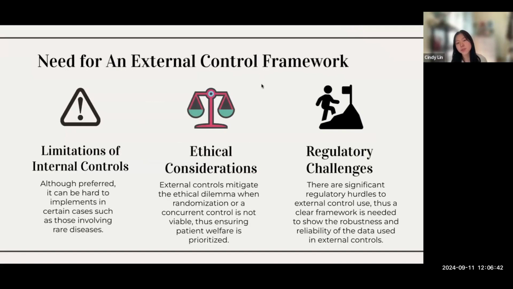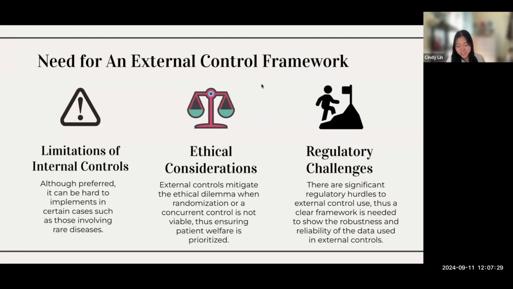So the necessity for external controls is underscored by the limitations imposed by internal controls, particularly in clinical trials involving rare diseases, like I mentioned in the previous slide, where participant availability is limited. These limitations often stem from ethical considerations and practical realities that may hinder the design of more traditional study frameworks. For example, in studies for diseases with high mortality or progressive morbidity, the FDA may consider external controls to be more acceptable, as it mitigates the ethical dilemma in cases where randomization or concurrent control is not viable. Thus, you're ensuring the patient welfare is prioritized.